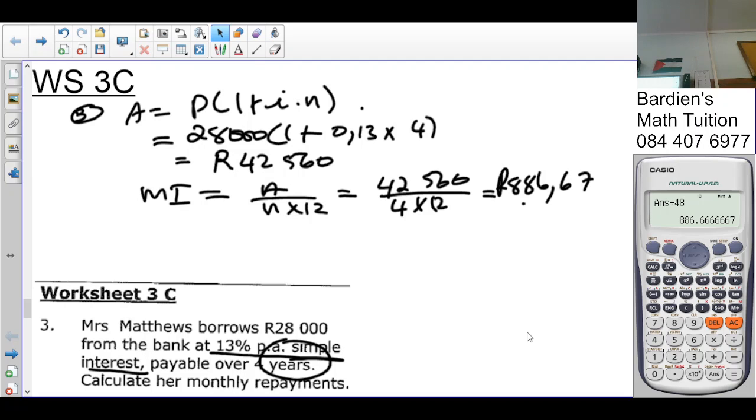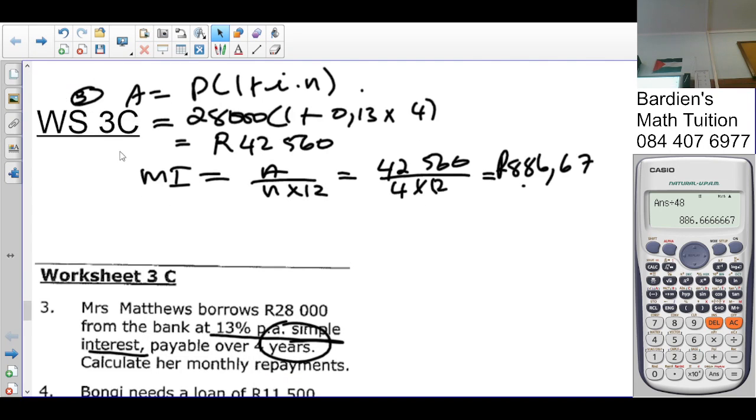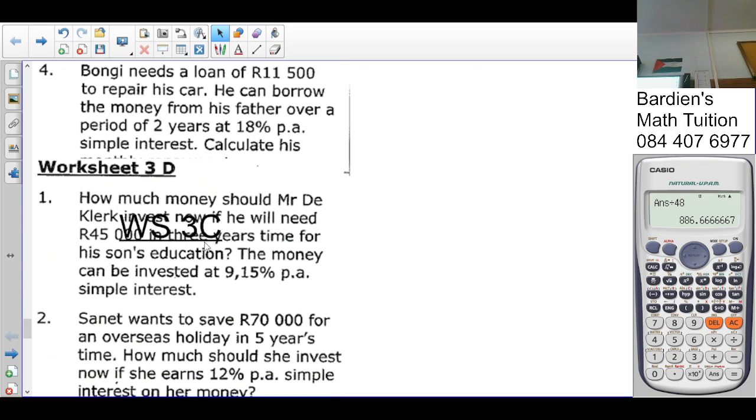Okay, then you got the interest only. So how much was that? 14,560. Then you must add that to 28,000. Then you're going to get 42,560. Remember when we pay back, we don't only pay back the interest. You must pay back the full amount, the final amount. That's why I went with this formula. If the question was to calculate the interest only, then I can use that formula. Alright, let's carry on.